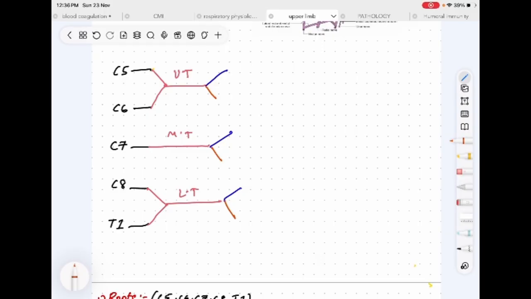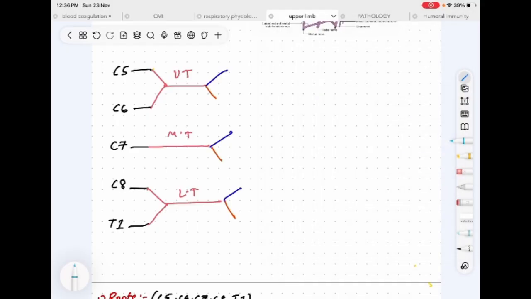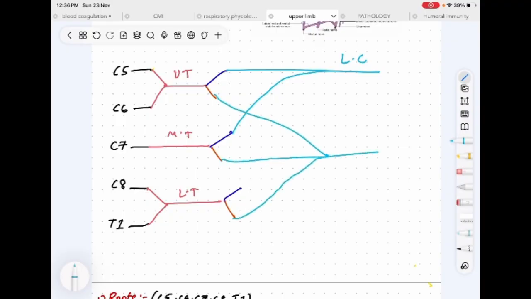Now, these divisions are joined to form the cords. This is the most important part. How can we form cords from these divisions? We'll be looking at it. We'll join the anterior divisions of the upper trunk and the middle trunk. This forms the lateral cord. Now, we'll be joining the posterior divisions of all the trunks. This forms the posterior cord. Now, we'll continue the anterior division of the lower trunk, which forms the medial cord.